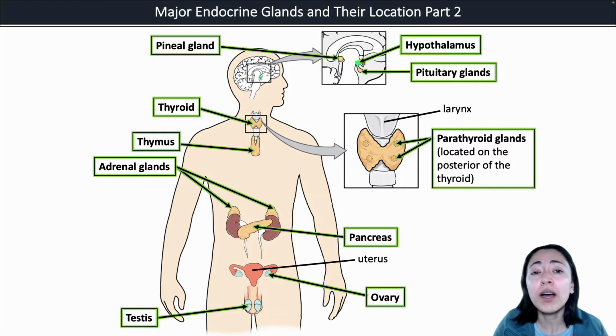Now, I've already covered the hormones that are produced by the hypothalamus and the pituitary glands in a separate video. So if you're interested in looking at these two endocrine glands, then you can click on a link to this video in the description below.